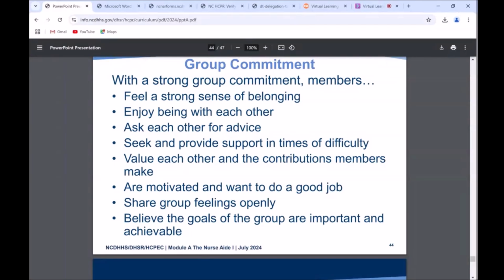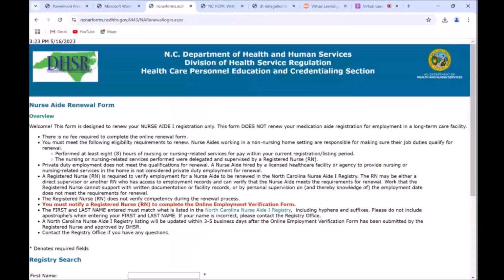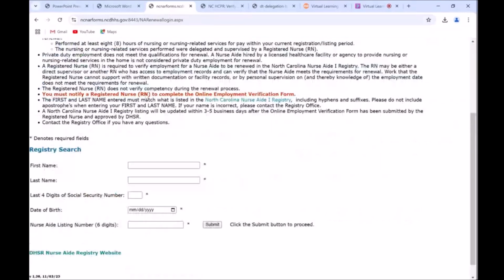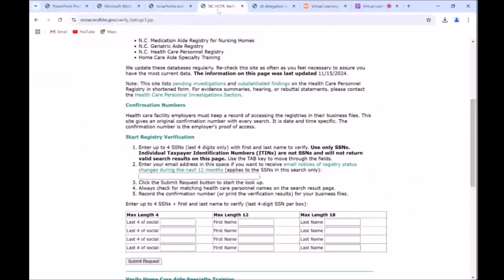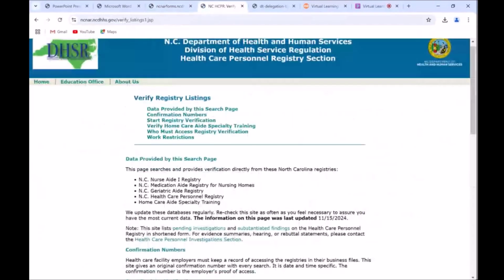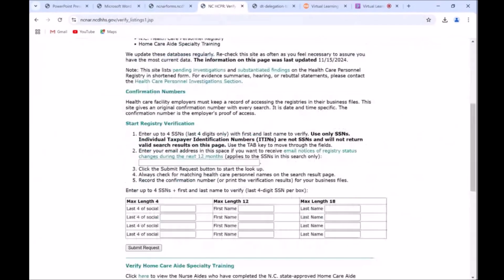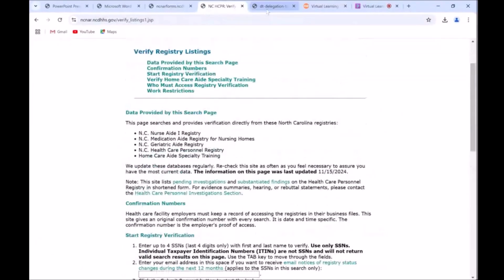All right, I just want to reiterate again for this section your task list here. Again, that's ncbon.com. The next sheet is the nurse aide renewal form. You can come to this page to fill that out to do your renewal, and that's NCNAR forms. This is how you verify a registry listing. When you apply for a job, they're going to come over here and put in this information. It's going to bring your name up and show if you have anything against your registry.